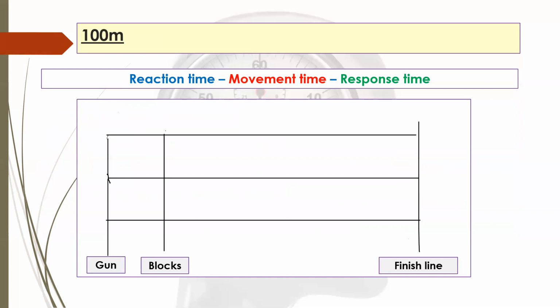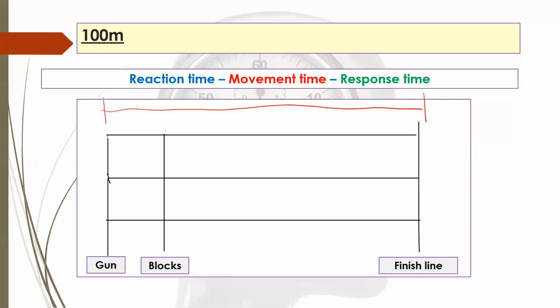Right, now to put it into some sort of context. The most obvious example where reaction time in sport is important might be something like the 100 meters, and particularly the start of the 100 meters. Now where do you think each of these key terms would actually apply during the 100 meters event? So reaction time, where does that apply over this period to the end of the event?